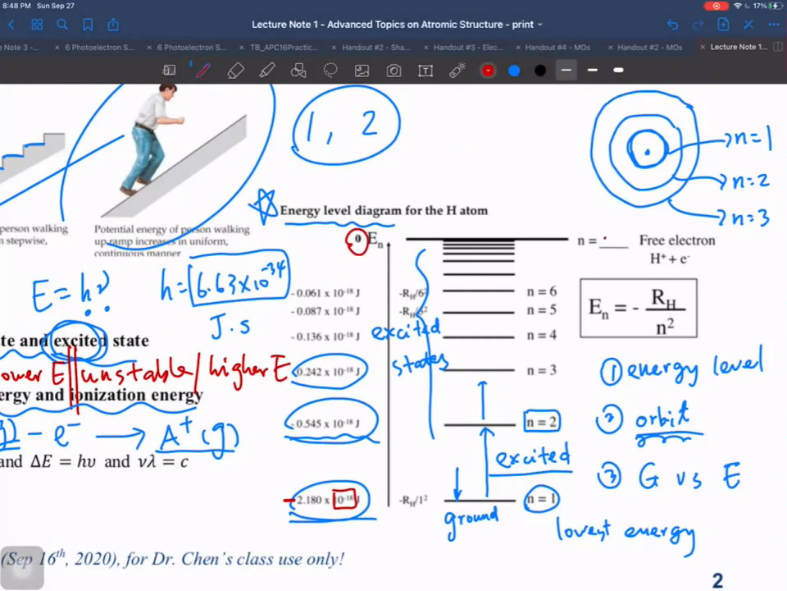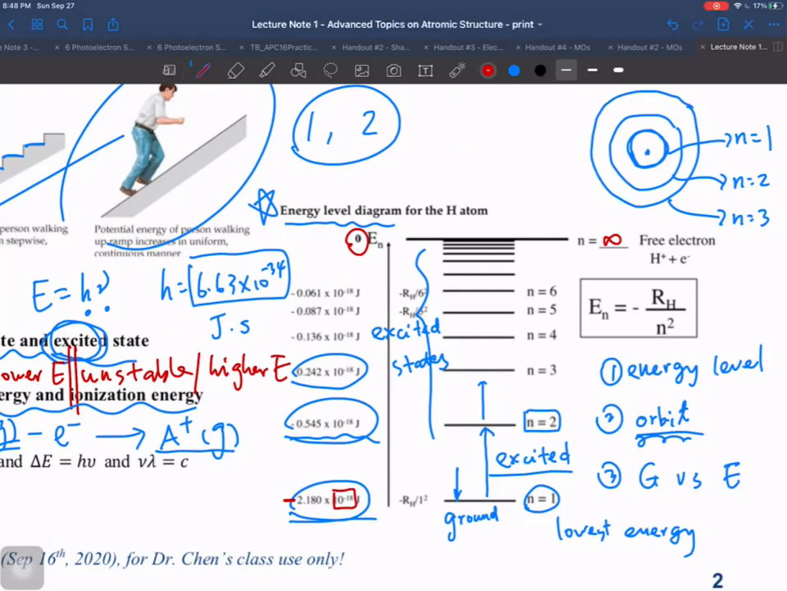So when n equals infinity, what does it mean? Basically, the electron has no relationship with the nucleus anymore. Basically it means the electron is gone. We describe this place as the zero energy level. That is 0. So this is why, when it goes closer to the nucleus, the energy is getting lower, and this is why it's negative.